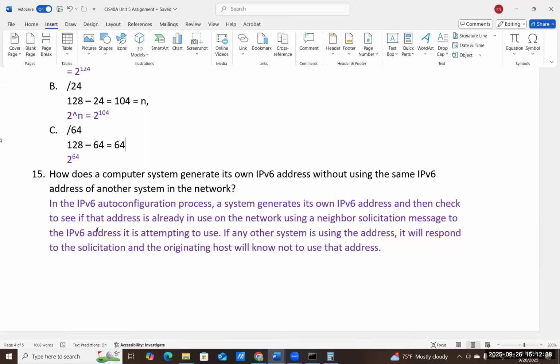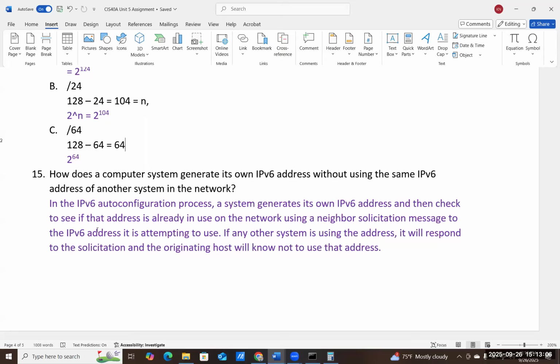So when it does the neighbor solicitation, it's kind of like you're in the room and you ask the other person, what's your name? What's your name? Right? Because you cannot have the same name as another person in the room. So before you create your own name, you check to see who's in the room and make sure that their names are unique and your name is unique. Okay? So that's how it does it.